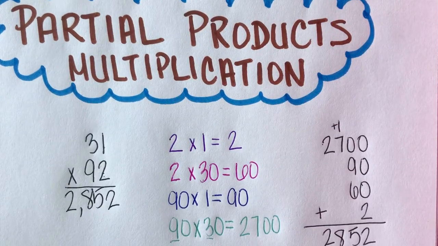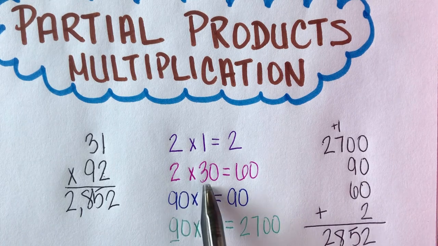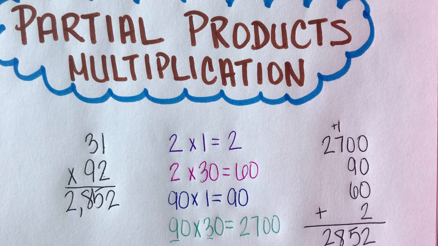But this is the partial products multiplication, and the reason why I like it is because it's a lot easier to multiply by multiples of 10. And you don't have to worry about losing your place whenever you're doing standard multiplication.